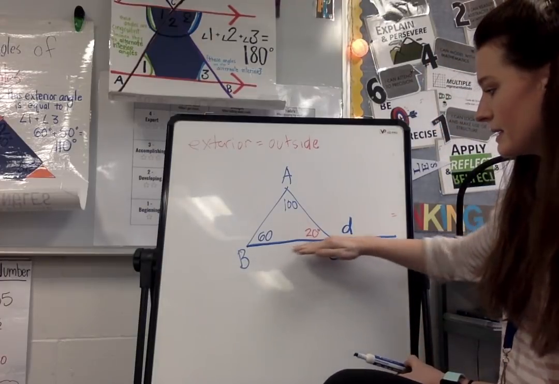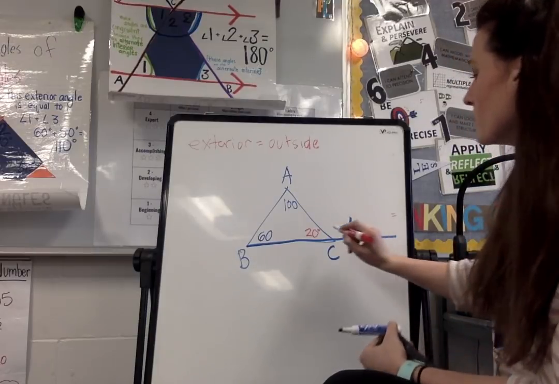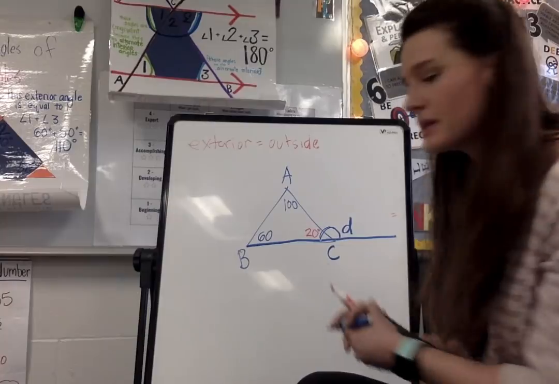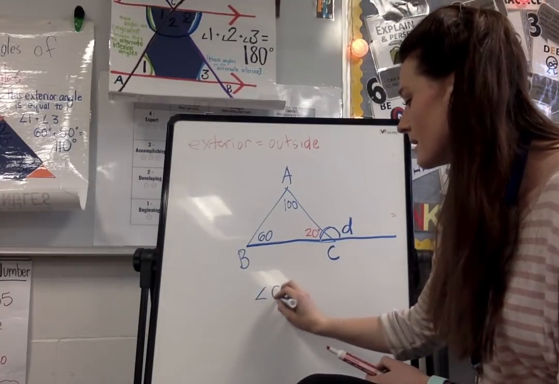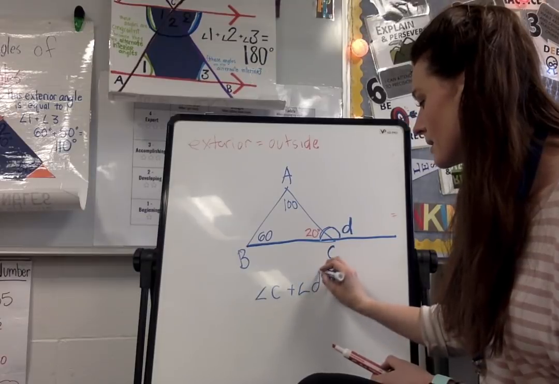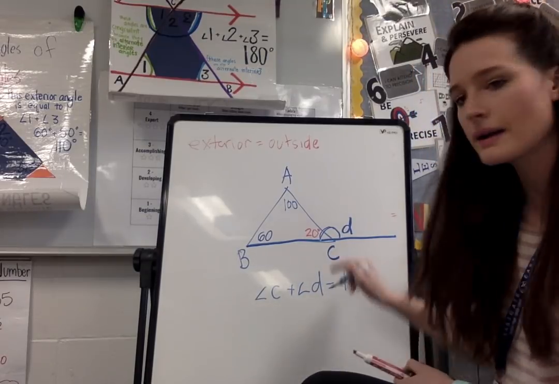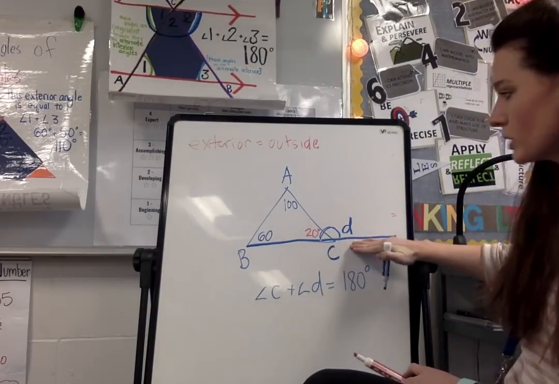Okay, so I just extended this line and now I have an exterior angle. What do you notice about angle C, that 20-degree angle, and angle D? We notice that angle C plus angle D equals 180 degrees. Why does angle C plus D equal 180? Well, it's because it's created a straight line.